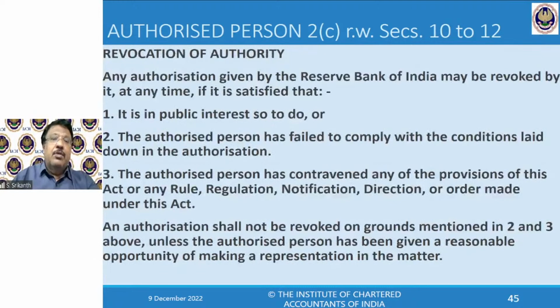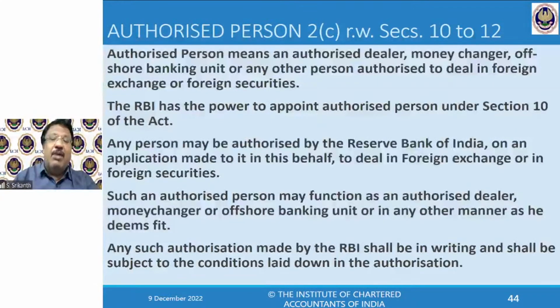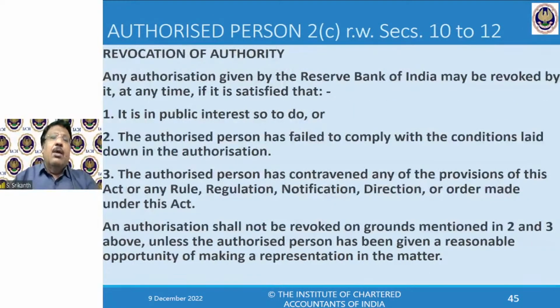Now, authorization is given by the Reserve Bank of India in writing, subject to various conditions, including capital adequacy, maintenance of registers, bank guarantee, etc. Now, the Reserve Bank of India has the power to revoke the authority. When would it do that? When it is in public interest to do so.